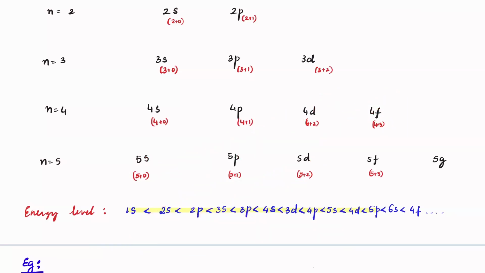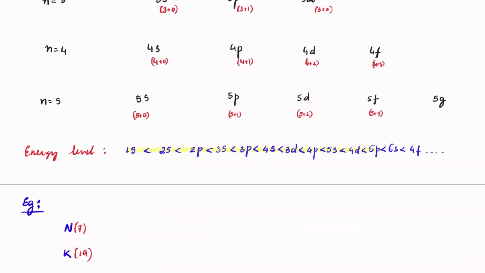So if I put all of them together in increasing order of energy, I will get 1s, 2s, 2p, 3s, 3p, 4s, 3d, 4p, 5s, 4d, 5p, 6s, and 4f. This is the order in which you have to fill the electrons.